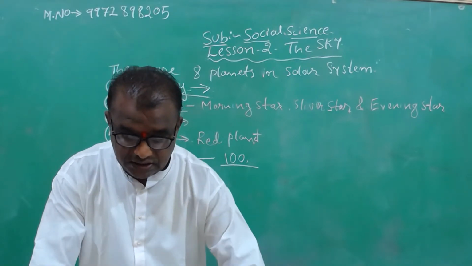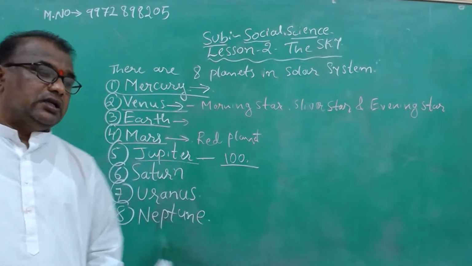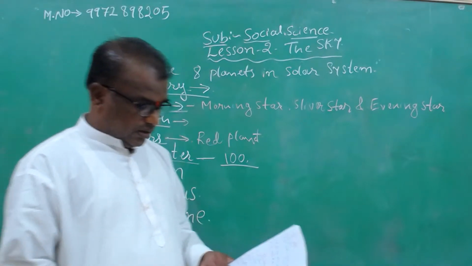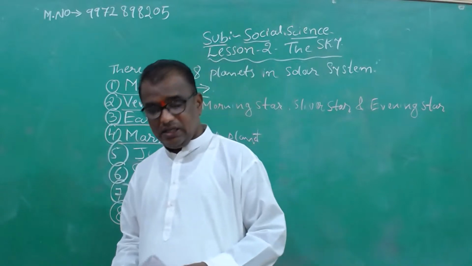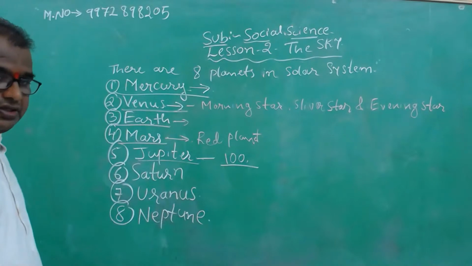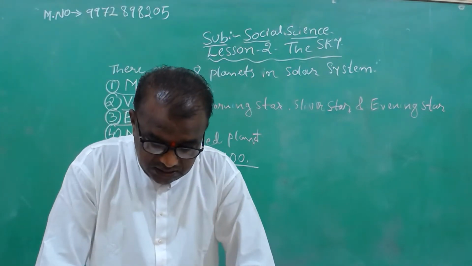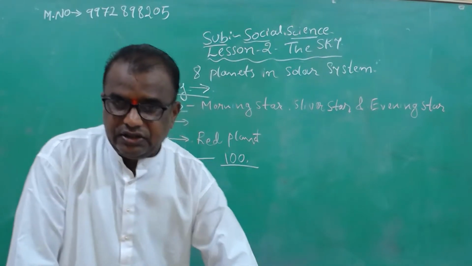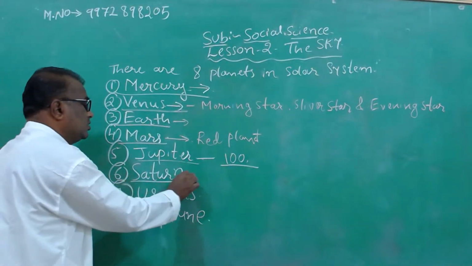It has a great red spot, and there are thin icy and dusty rings around this planet. So that is about the Jupiter planet. Now, Saturn.